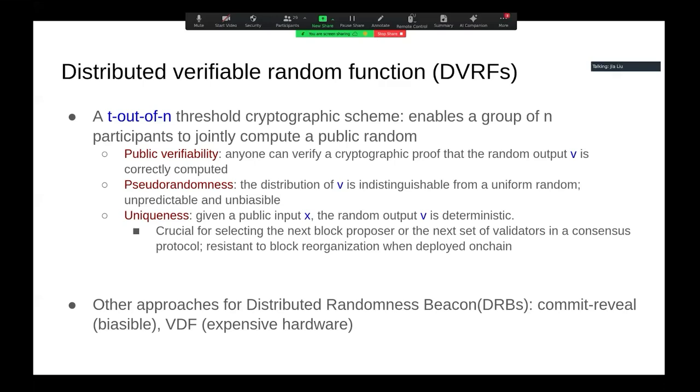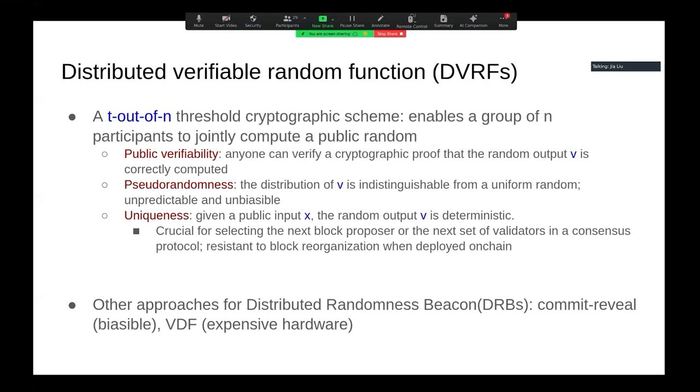Pseudorandomness guarantees the distribution of the random output V is indistinguishable from a uniform random from the attacker's point of view. So no one can predict the value of V before it's generated, and no one can manipulate the generation process to choose a value to give itself some kind of advantage.